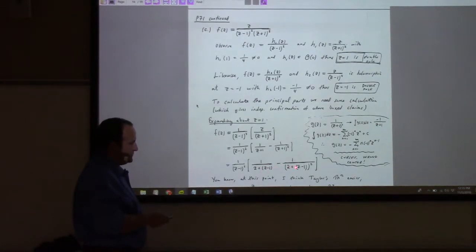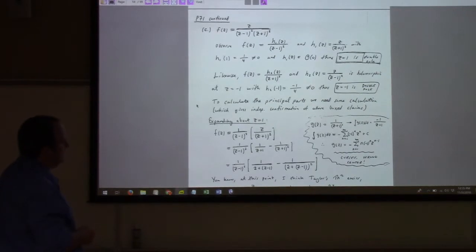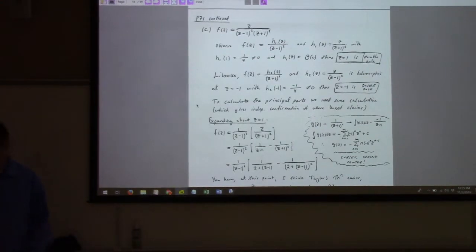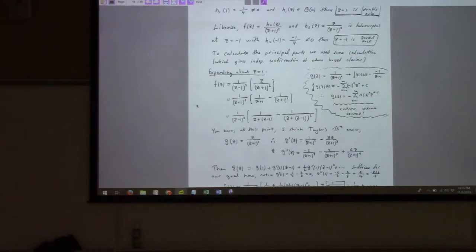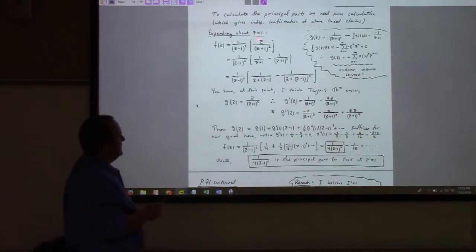And then this one here. After I factor the 2 out, I can do geometric on that. But I decided at that point to stop because I didn't have room on that page. So I thought, I'll use Taylor's theorem instead. And so I decided to do Taylor's theorem on this piece.